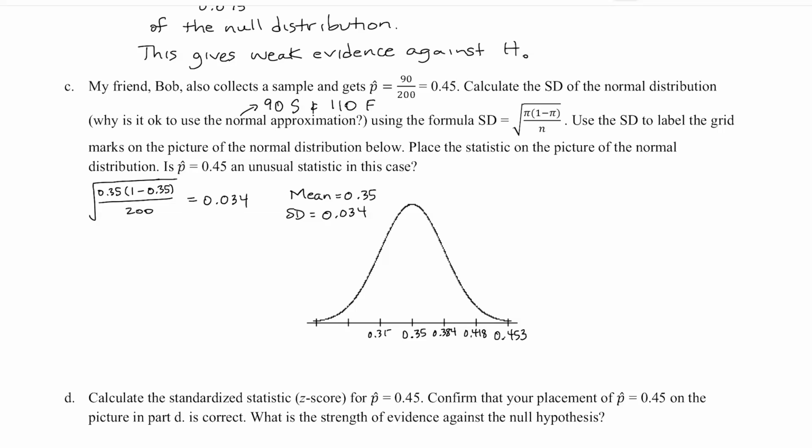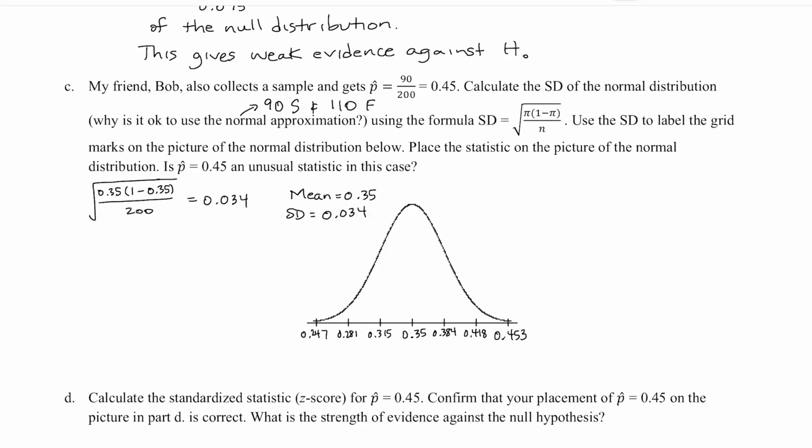Then if I go back to the center at 0.35 and I subtract 0.034, I get 0.315. And if I'm at 0.315 and I subtract 0.034, I get 0.281. And if I'm at 0.281 and I subtract 0.034, I get 0.247. Again, just double check my math on that.